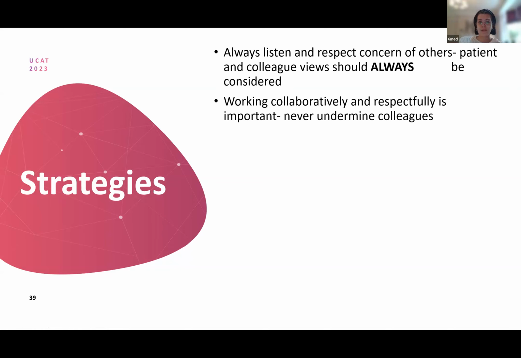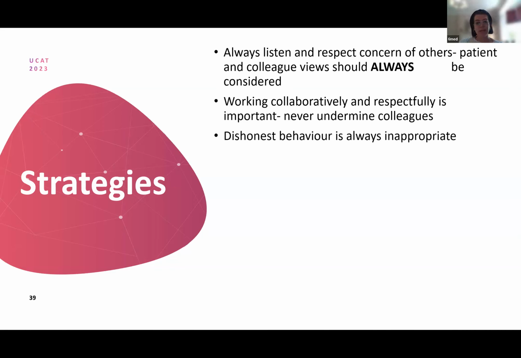Working collaboratively and respectfully is important. So never undermine colleagues. In the SJT, this quite often comes up with not wanting to interrupt a colleague talking to a patient, because that would undermine that colleague and damage what that patient thinks of them. They'd be thinking, why has someone had to get involved? Should I not trust this doctor, for example? So try not to undermine colleagues.